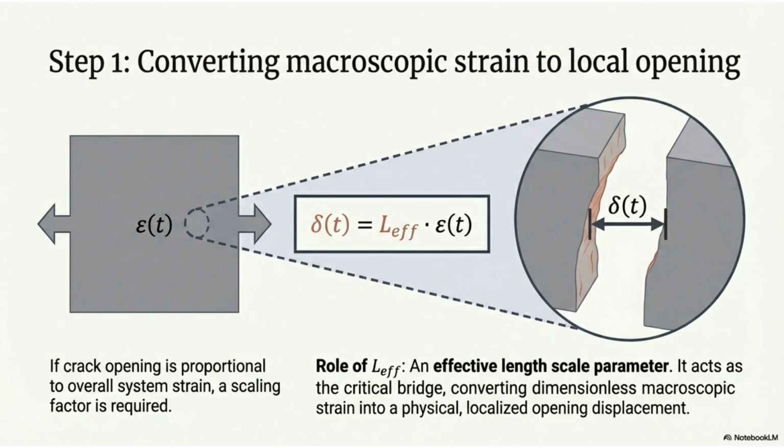Step 1 involves converting macroscopic strain to local opening. An effective length scale parameter, LF, acts as the critical bridge, converting dimensionless macroscopic strain into the physical, localized opening displacement.